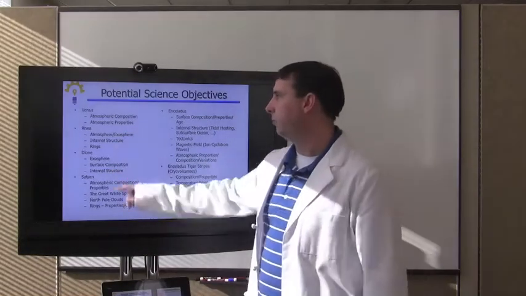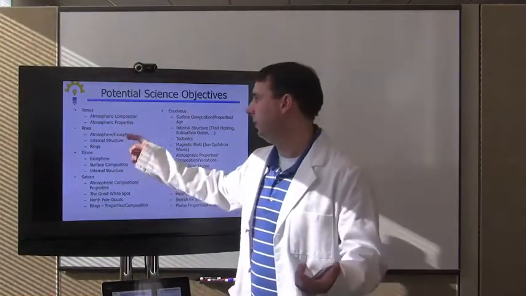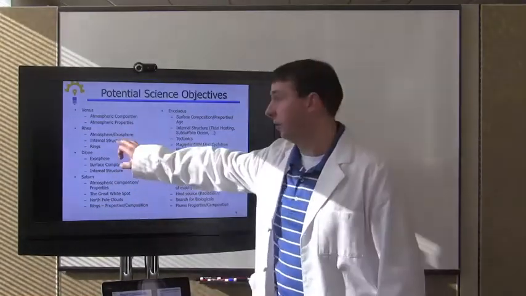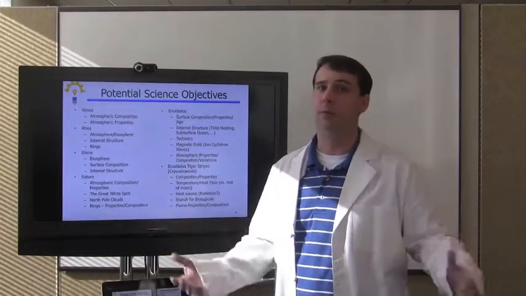If you choose Rhea or Dione, what about one of these two places interests you? Is it the rings? Is it the internal structure? What is the great debate? Remember, you got to choose a side. It's like Bama or Auburn. You got to choose a side.